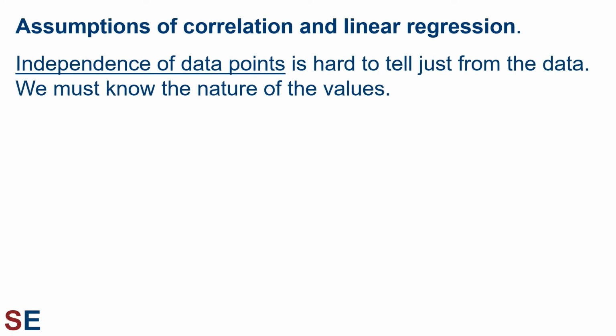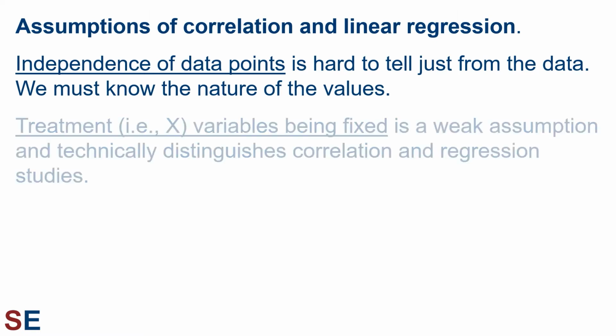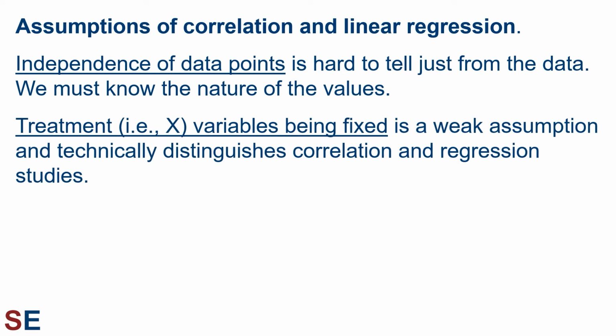First, we require that all the data points are independent of one another. That is, the values of data points do not directly influence the values of other data points or are more related to some than others. Testing this assumption is very hard to do from just our data, however. We have to know about the nature of the values that we're studying. Second, the independent variable values, the x-axis values, must be fixed and known without error. This is essentially impossible in the real world, but luckily this is a weak assumption and usually doesn't cause problems as long as our measurement error is low.